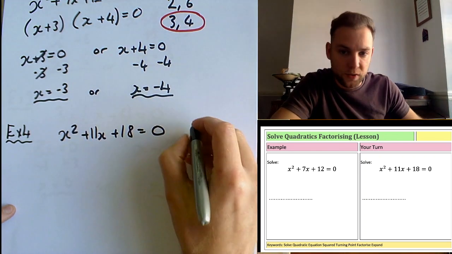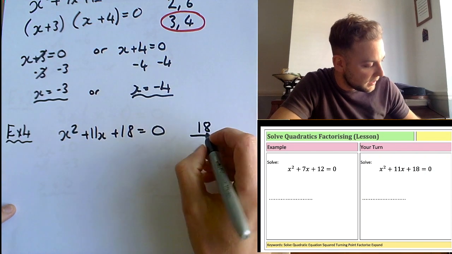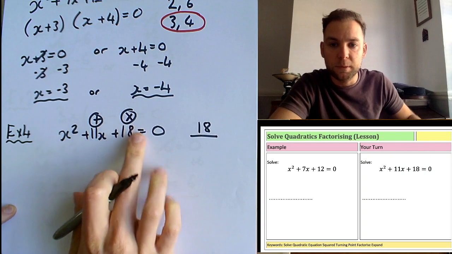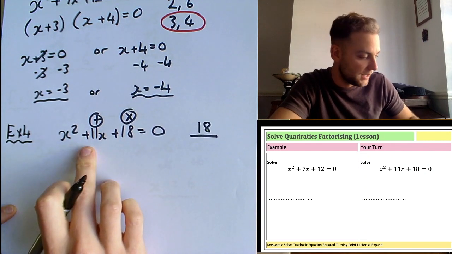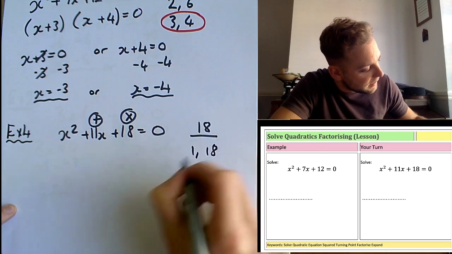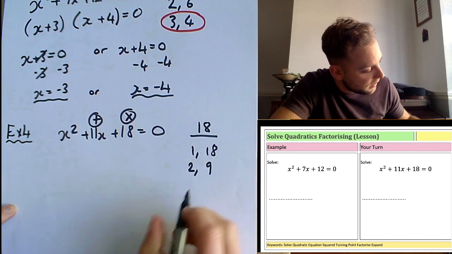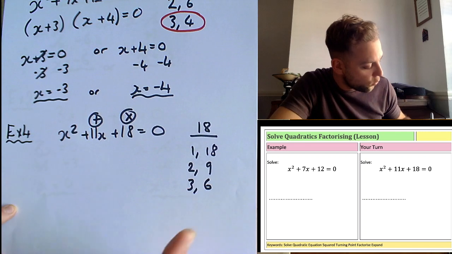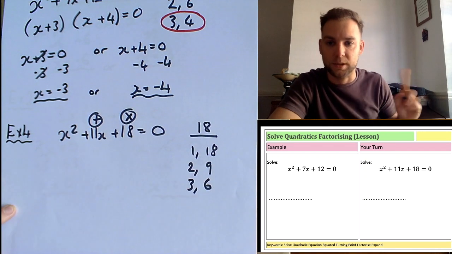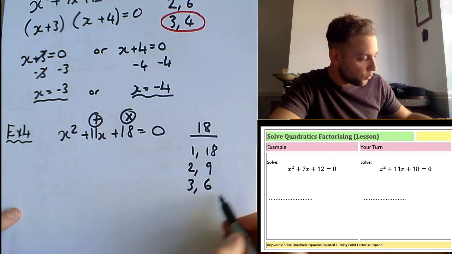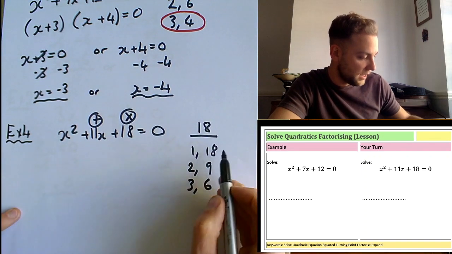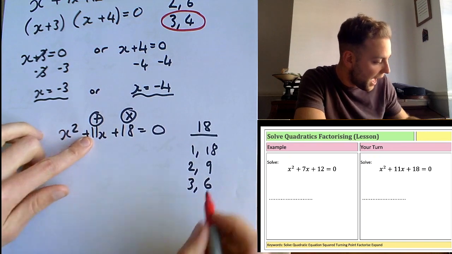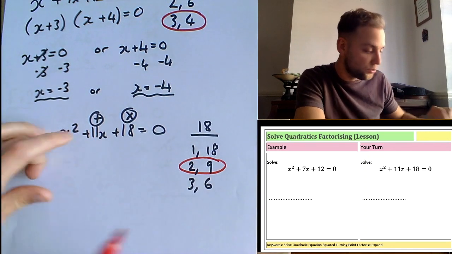Okay, so I need two things that multiply together to make 18 and add together to make 11. I always like to put them on top like this. It's going to be 1 and 18, 2 and 9, 3 and 6. 4 doesn't go, 5 doesn't go, and then I'm back to 6 so I can stop there. So these are all the multiples of 18. I need one of these that add together to make 11, and that's going to be 2 plus 9.